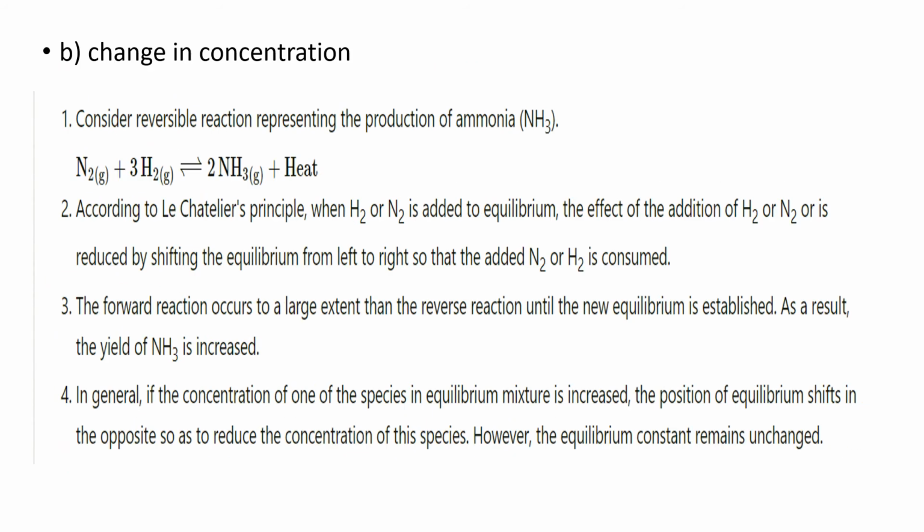B. Change in concentration. Consider the reversible reaction representing the production of ammonia. N2 gas plus 3H2 gas gives 2NH3 gas plus heat. According to Le Chatelier's principle, when H2 or N2 is added to the equilibrium, the effect of addition of H2 or N2 is reduced by shifting the equilibrium from left to right so that the added N2 or H2 is consumed. The forward reaction occurs to a larger extent than the reverse reaction until the new equilibrium is established. As a result, the yield of ammonia is increased.